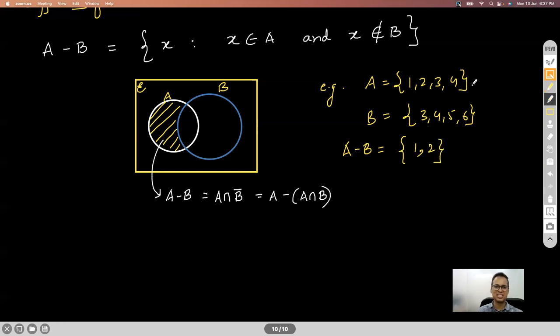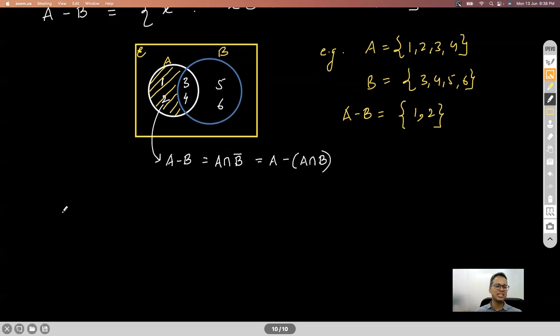Absolutely right. So for this particular example, I will write 1, 2 here, 3, 4 in the intersection zone and 5, 6 here, as you can see from the definition. So only 1, 2 will fall in the shaded area. Is it fine? Any questions?